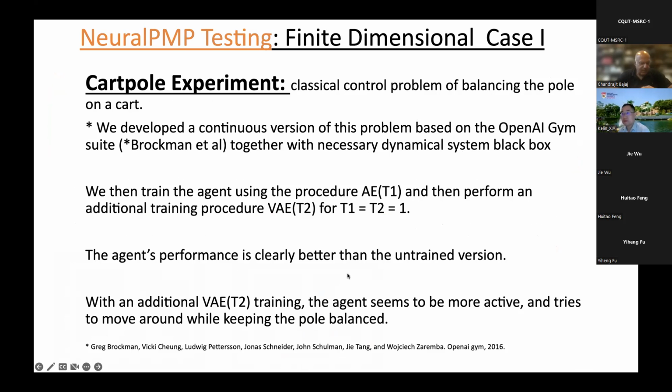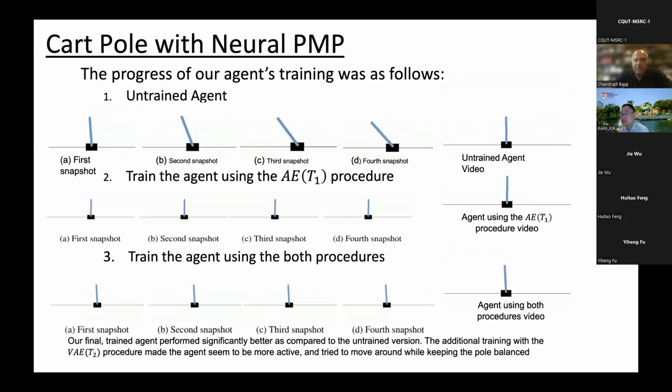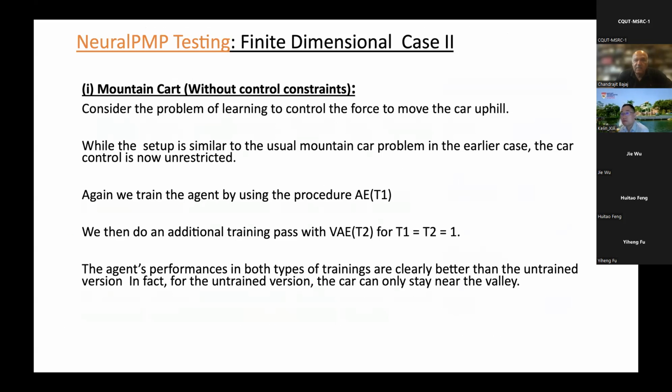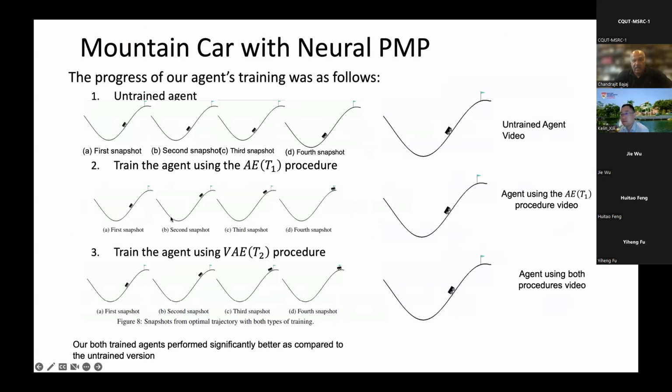So we applied this to this cart pole experiment, and given time, I'm going to skip this a little bit, but you can see that the results generally tell you that, after training, you get definitely improved results. The cart poles are being balanced. In this case, the cart pole of the untrained agent collapses. And the same thing for the mountain car, where the untrained agent can't make its way up to the top, while the trained agents make their way up to the top very quickly.